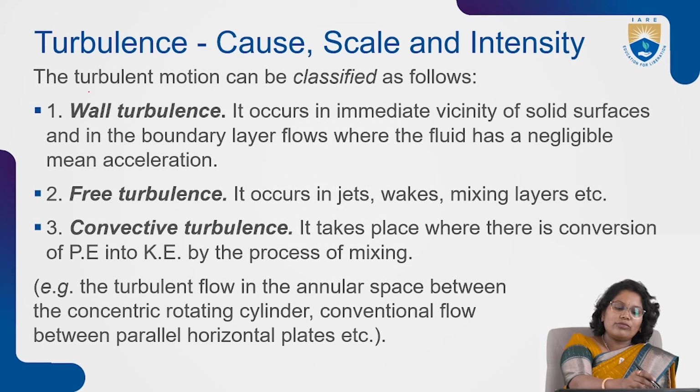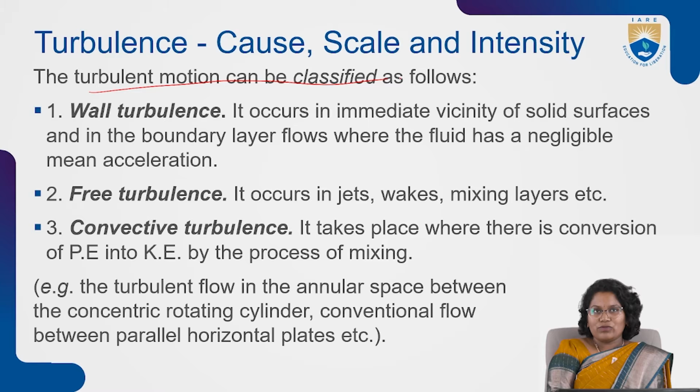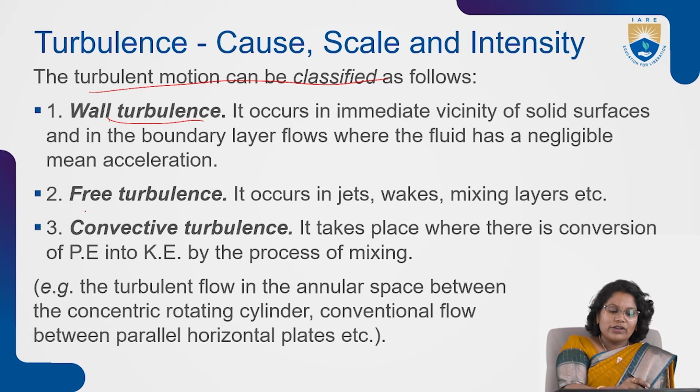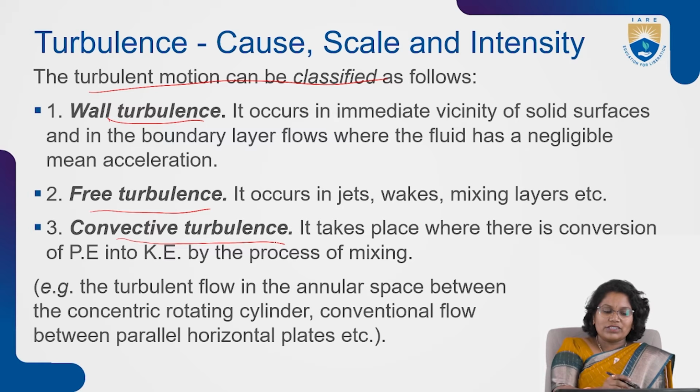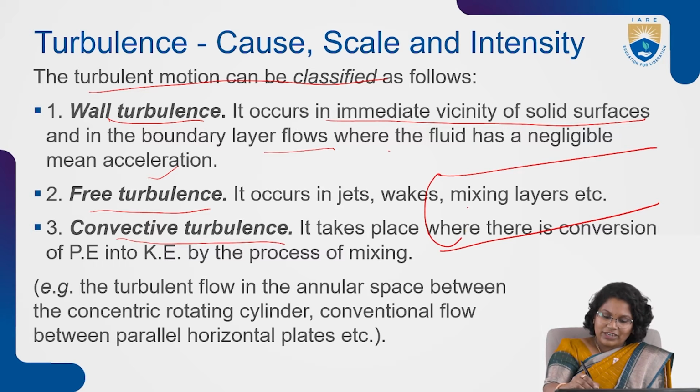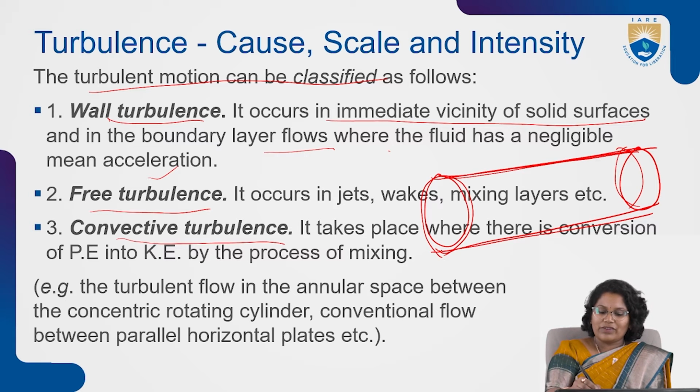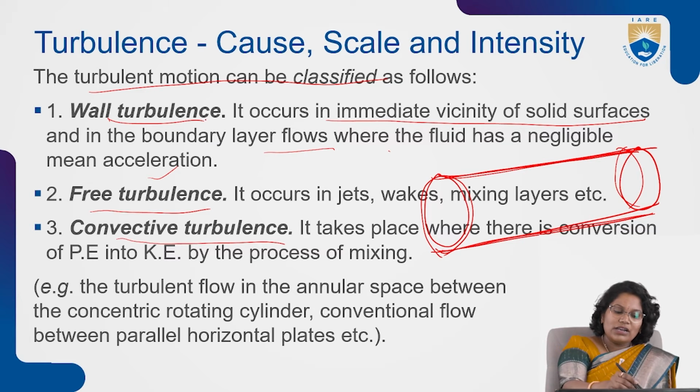Turbulent motion can be classified as follows: wall shear turbulence, free turbulence, and convective turbulence. First, wall shear turbulence occurs in the immediate vicinity of the solid surface and in boundary layer flow, where the fluid has a negligible mean acceleration at the boundary. If it is a pipe, at the wall, this is wall turbulence, at the immediate vicinity of the solid surface.